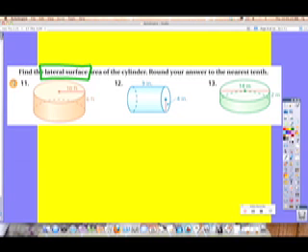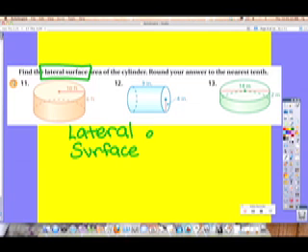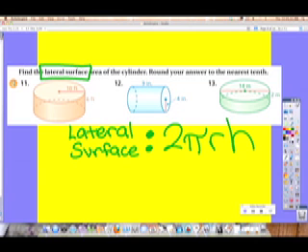For number 11, 2 times pi times, what's the radius in number 11? 10. What's the height? Okay, do it. Grab your calculators. Man, you're fast. Zach, what'd you get? 0.99. That would be feet squared. How many agree with Zach? Did you get the same? Okay, let's try number 12 then.